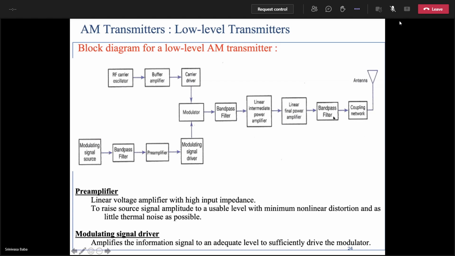So let us say the output impedance of the band pass filter is 75 ohms and the antenna impedance is 377 ohms. Then we use a coupling network to match this 75 ohms with the 377 ohms.